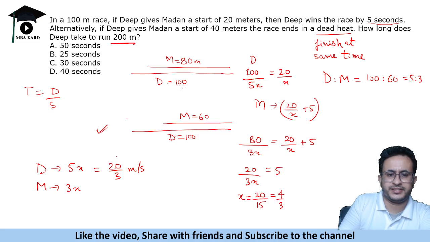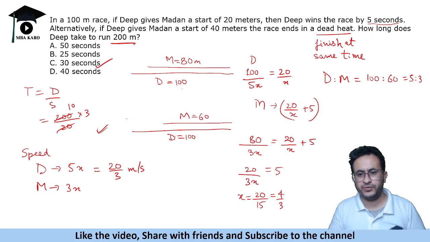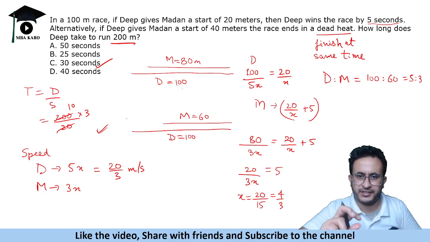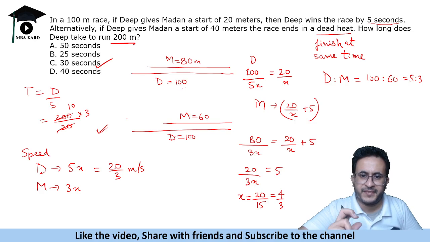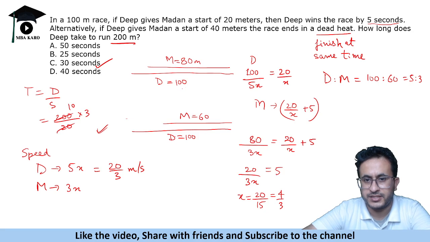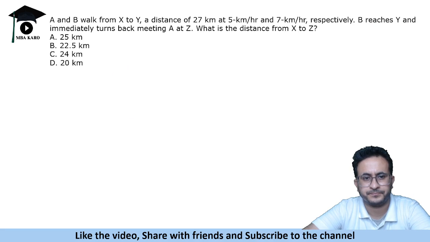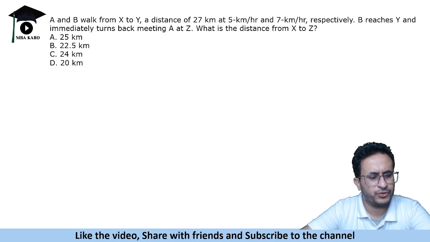So 200, this is the speed, time is distance upon speed. Distance is 200 and speed is 20 by 3. So it will take 30 seconds to finish this race. So you have to find the ratio of their speeds, okay, and then put it in the first condition to find the speed of these people. Once you find the speed, then you can find the time taken to finish the race. A bit lengthy question, but that's how you solve it in a step-by-step manner.